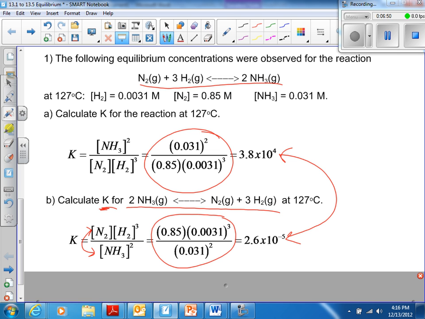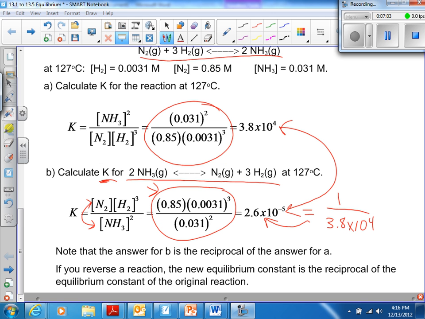I don't even have to plug in my numbers right here. I could have just done 1 over 3.8 times 10 to the 4th, and I would have gotten that same answer. And here I have what I was just talking about. The answer for B is this reciprocal of the answer for A. If you reverse a reaction, the new equilibrium constant is just the reciprocal of the equilibrium constant from the original reaction.